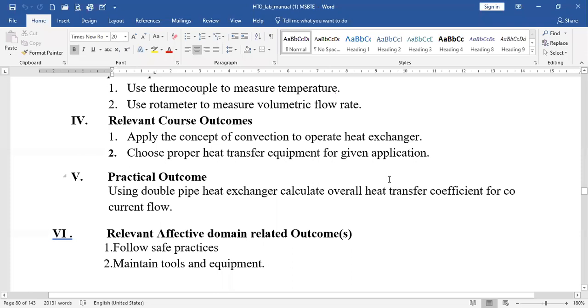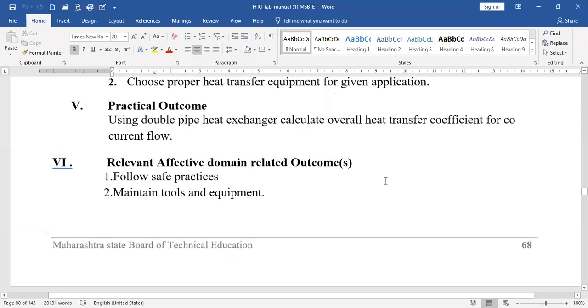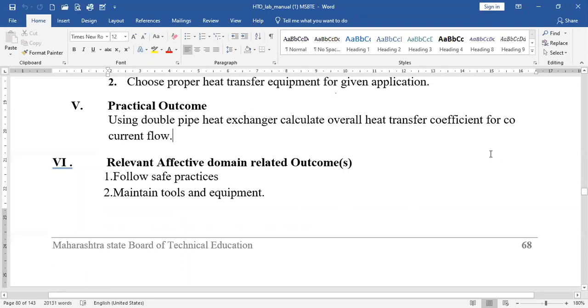Now, the practical outcome is, using double pipe heat exchanger, calculate overall heat transfer coefficient, that is capital U, for co-current flow. Now it is a specific case, that is co-current flow. In the next session, we are going to discuss the counter current flow. So co-current is nothing but the case where the hot fluid and cold fluid are in the same direction. That is also called parallel flow. So parallel flow means hot fluid and cold fluid are flowing in the same direction.